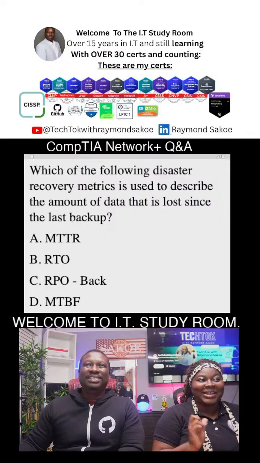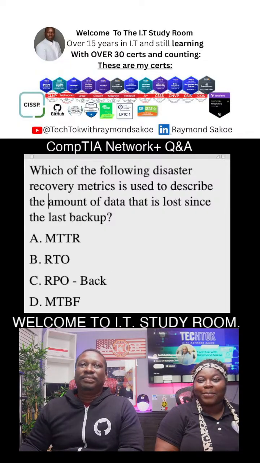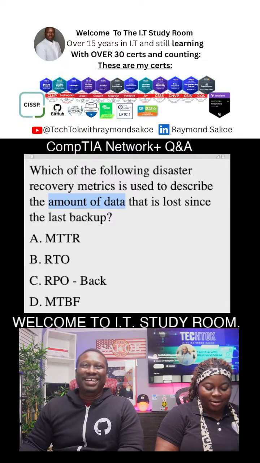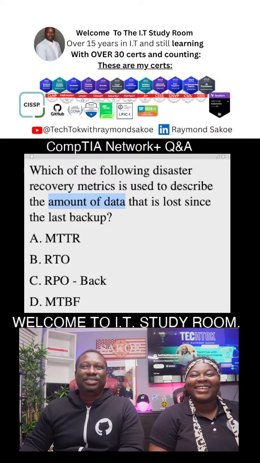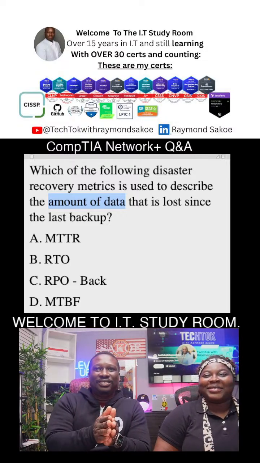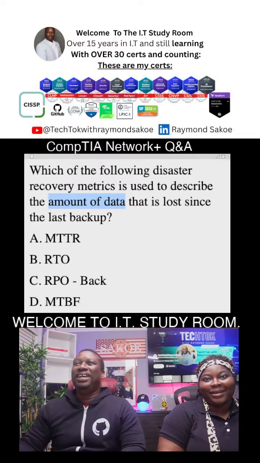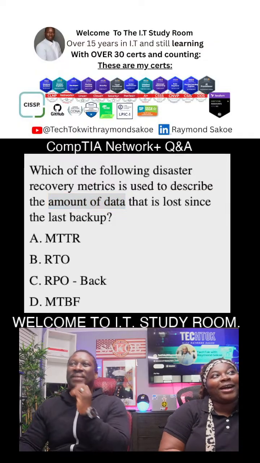Okay, I'm going to write this down. Meantime, so the answer is C. RPO. Yes, amount of data. This is the keyword. Means backup. Amount of data. Right? I wrote it down. And you said amount of data you are willing to lose, and I typed lose. But anyways, again, let's go to the next question.